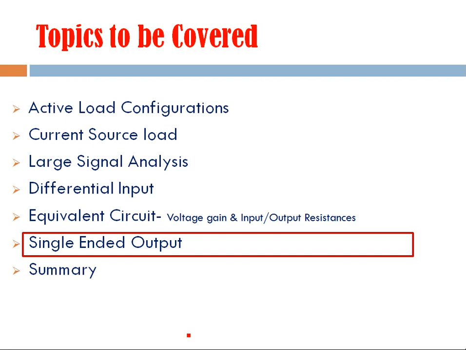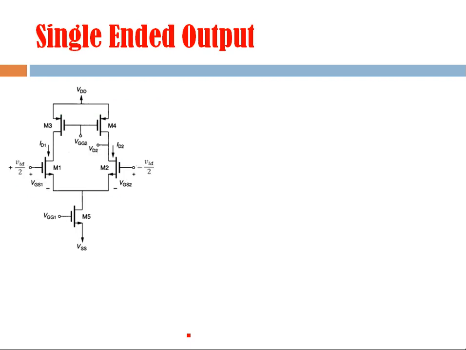Now we see single-ended output. So sometimes it is important to find out parameters for single-ended output also, because in many applications instead of using differential output we use single-ended output. Single-ended output means we are taking output only from one side. So here for our discussion we are considering that we are taking output from this right side output point.